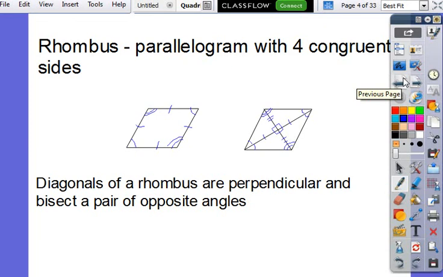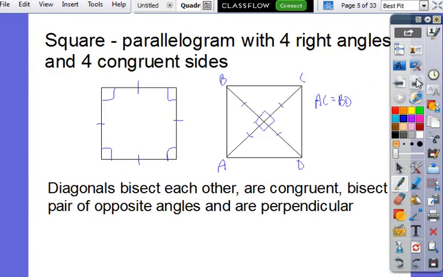Rhombus. So a square is actually a rectangle and a rhombus at the same time. Which means all of the rules that work for those have to work for this one. So the diagonals bisect each other. That's from a parallelogram. The diagonals are congruent. That's from a rectangle. They bisect the pair of opposite angles. That's from a rhombus. And they're perpendicular. That's from a rhombus. All right? So a square has all of the characteristics of a rhombus and a rectangle and a parallelogram.